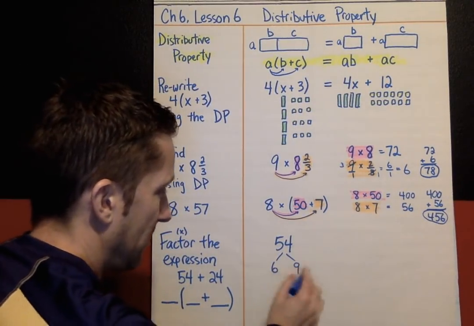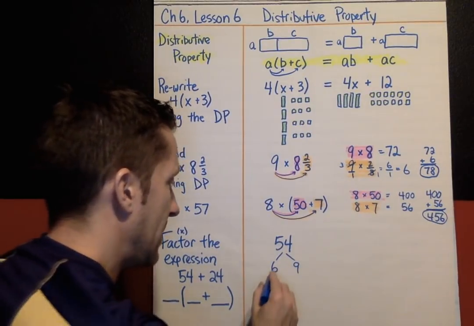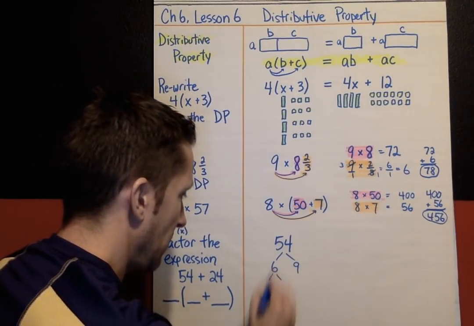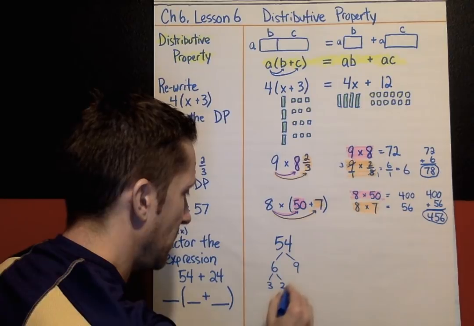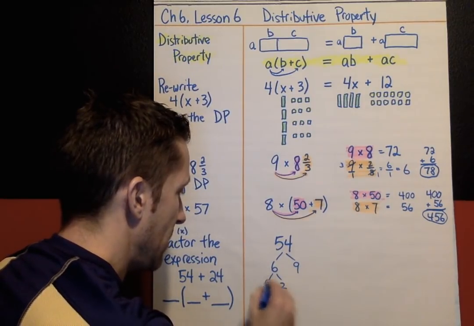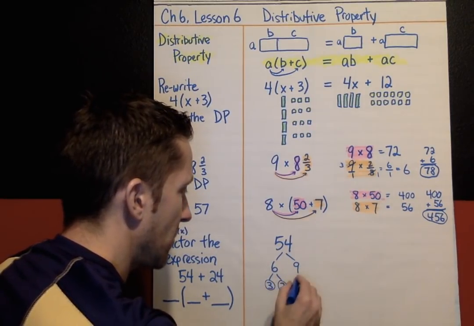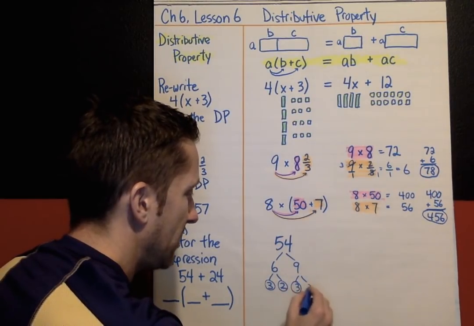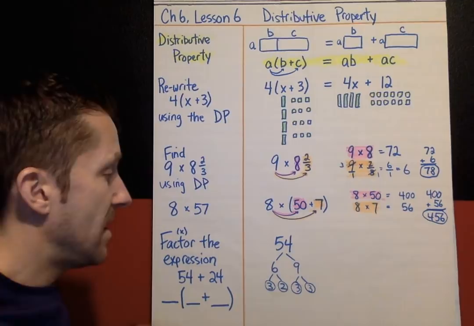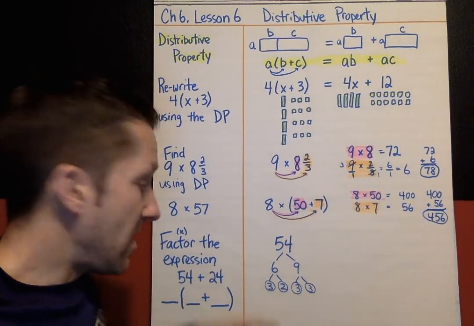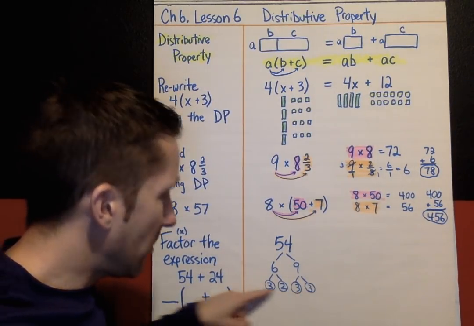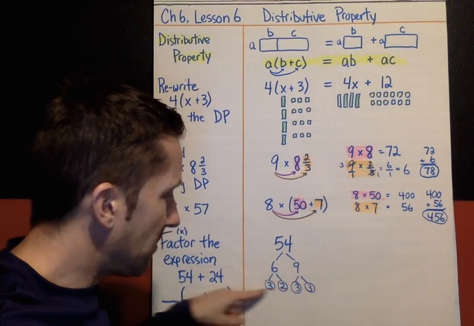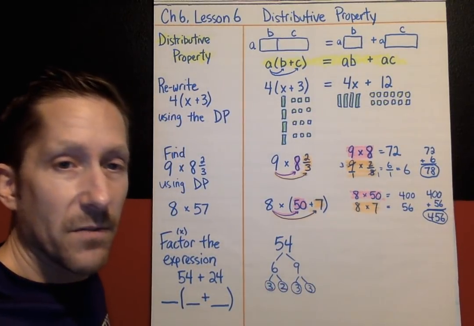How do I break down 6 and 9? Do they break down? Yes, they do. 6 breaks down into 3 times 2. Those can't break down anymore, so I circle the numbers when they can't break down anymore, when they are prime. 9 breaks into 3 times 3. So that is the factor tree for 54, and this is the factorization of 54.